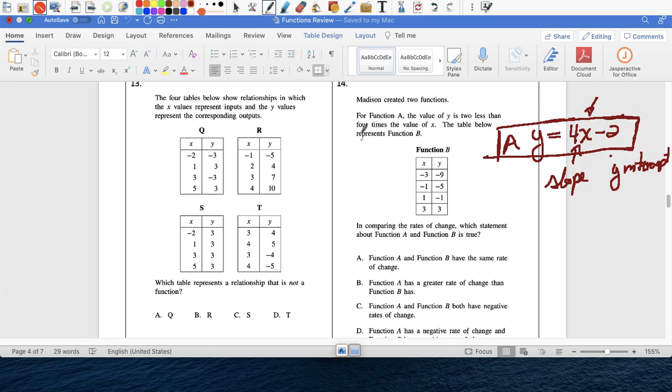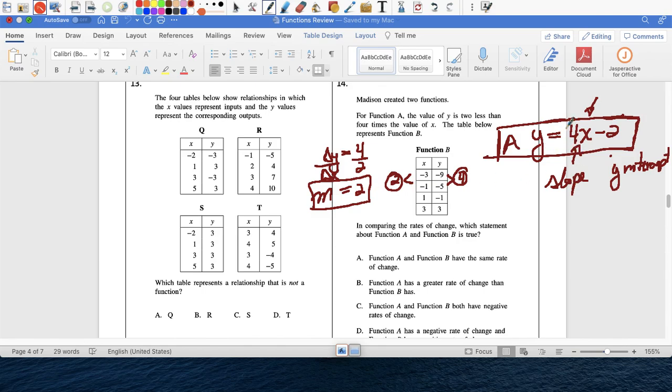Anyways, what do we want? Compare the rate of change. The slope is our rate of change. Which statement is true? Let me find the slope for function B. Pick any two pairs. Negative 9 to negative 5: to go from negative 9 to negative 5, you walk 4 positive steps. From negative 3 to negative 1, you walk to the right, which is 2. So let's take those two and divide. The change in y is 4, and the change in x is 2. So 4 divided by 2 is 2. So the slope for function B, m, is 2.